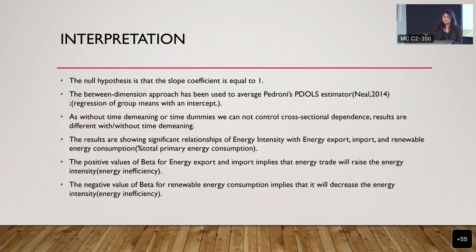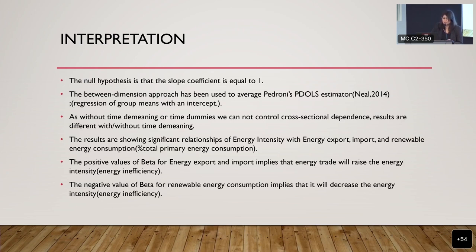So come to the interpretation part. Here the null hypothesis is that the slope coefficient is equal to 1, and I'm not going into the specifications. I'm just interpreting the result. We can assume that cross-sectional dependence prevails because the time-diminishing results are completely different, and the results are showing a significant relationship of energy intensity with energy export, import, and renewable energy consumption.